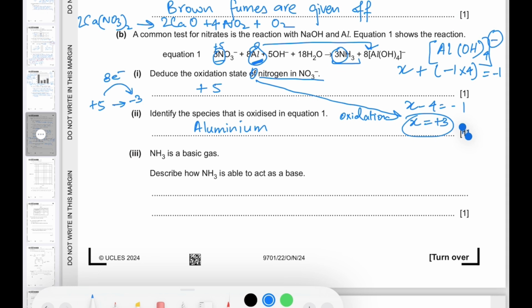Ammonia is a basic gas. Describe how it's able to act as a base. Well, any base is a proton acceptor during its action as a base.